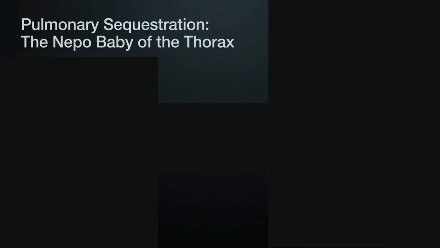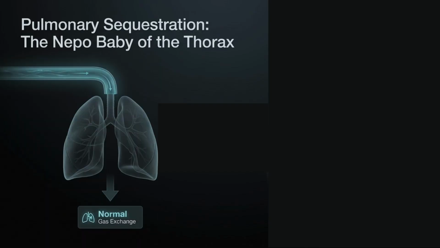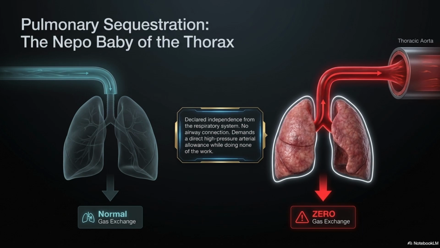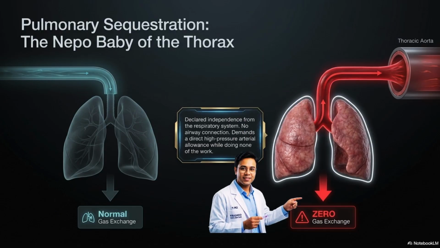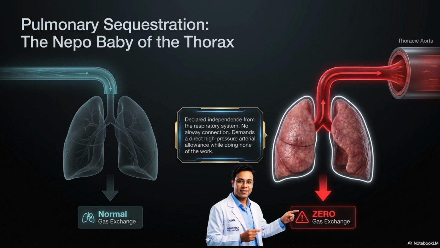Now let's talk about suspect number 2, pulmonary sequestration. I like to call this the nepo baby of the thorax. Unlike normal lung tissue that does the hard work of normal gas exchange, this rogue tissue has declared independence from the respiratory system. It has no airway connection, yet it demands a direct, high-pressure arterial allowance directly from the thoracic aorta while doing none of the work. It provides absolutely zero gas exchange.